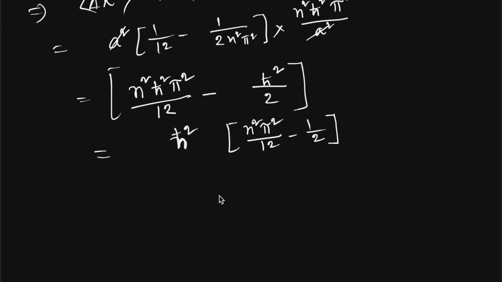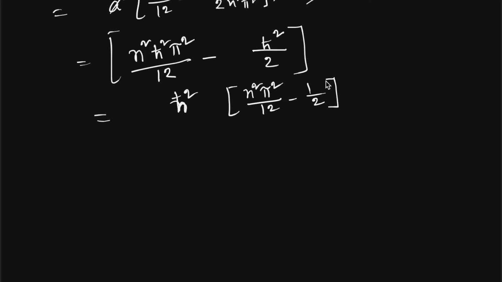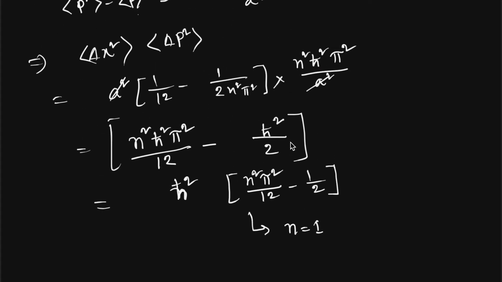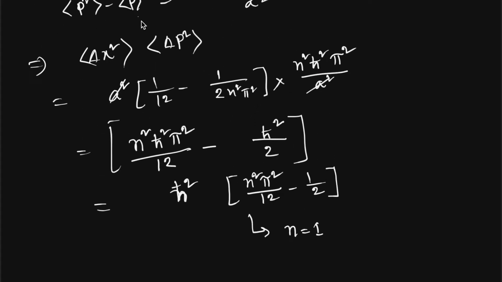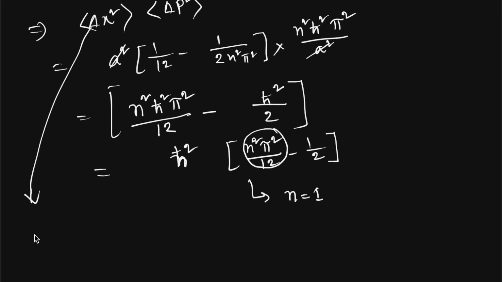So the uncertainty product will be this. This will be minimum when this term is minimum, that is corresponding to n equal to 1. What is the minimum uncertainty? Let us calculate the minimum uncertainty.